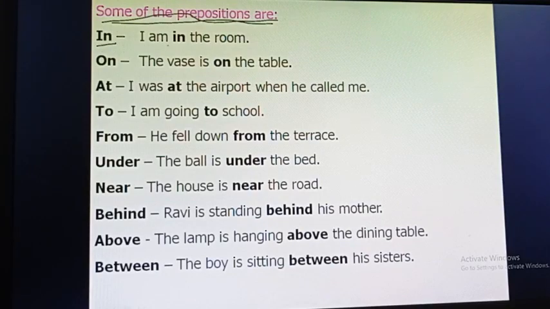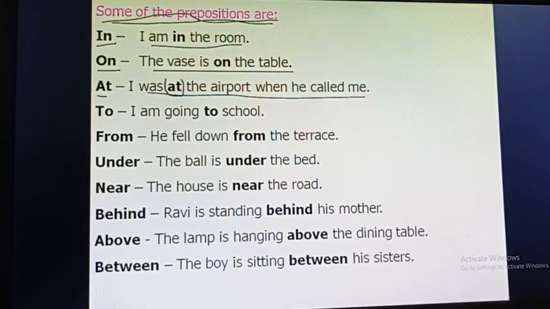In, okay, I am in the room. On, the vase is on the table. At, I was at the airport when he called me. This mostly is used when we are talking about a proper location. To, I am going to school. From, he fell down from the terrace. Okay, these are the prepositions.